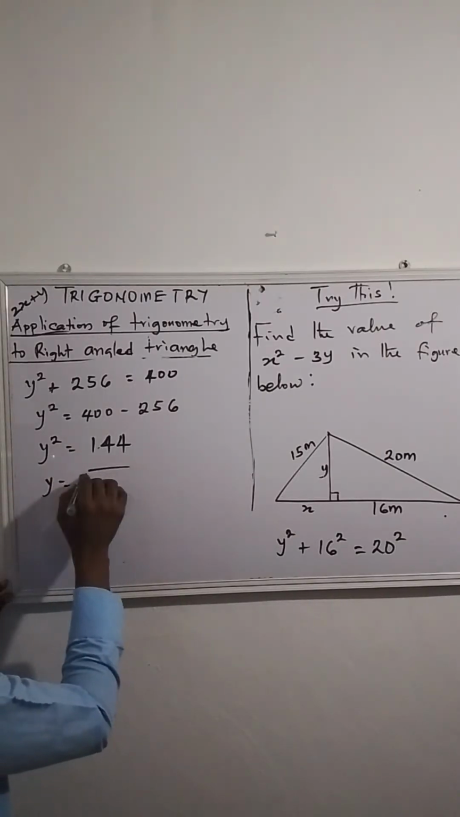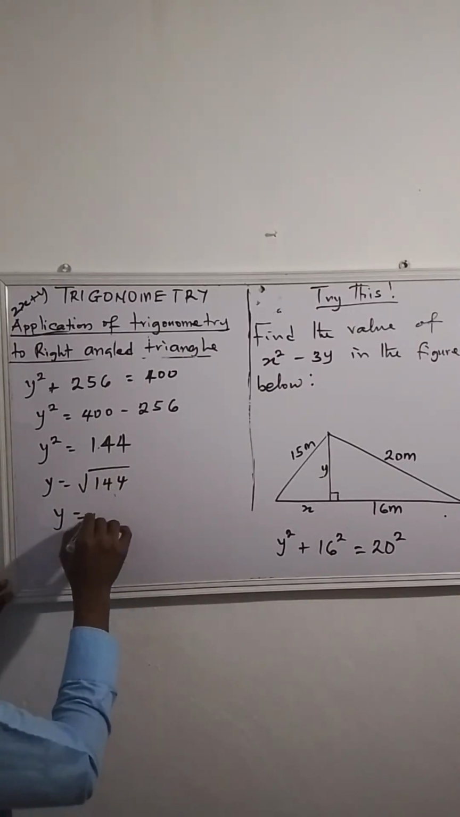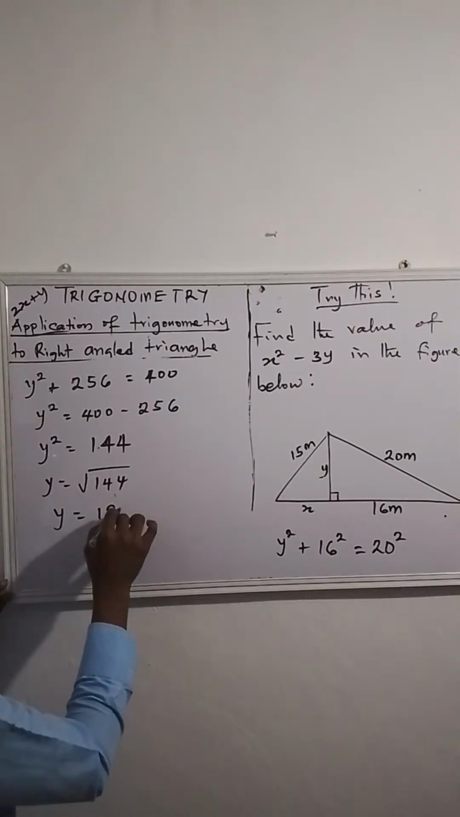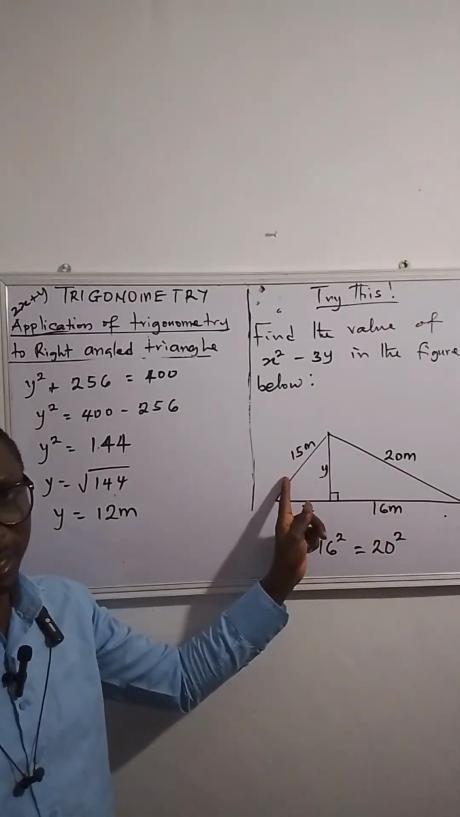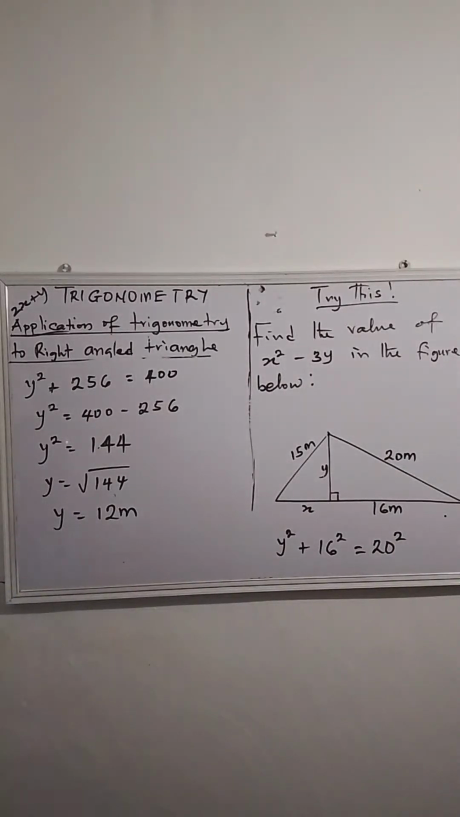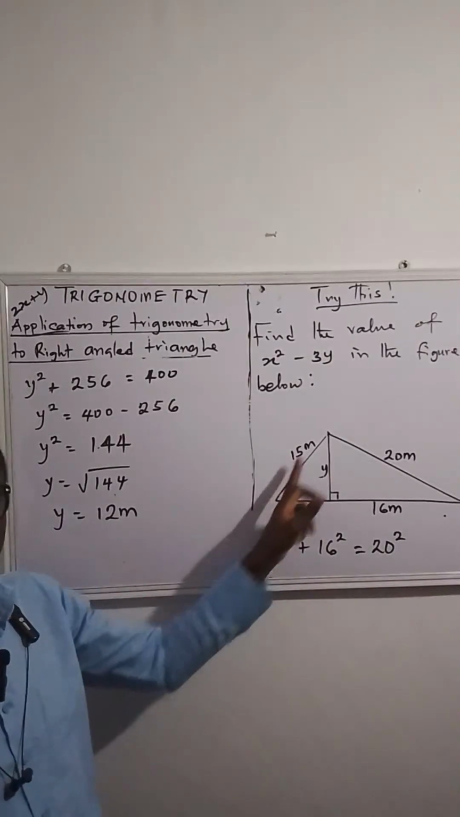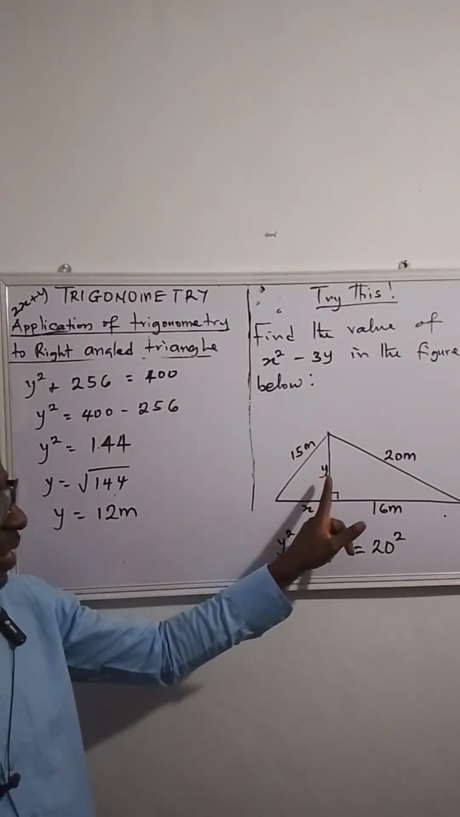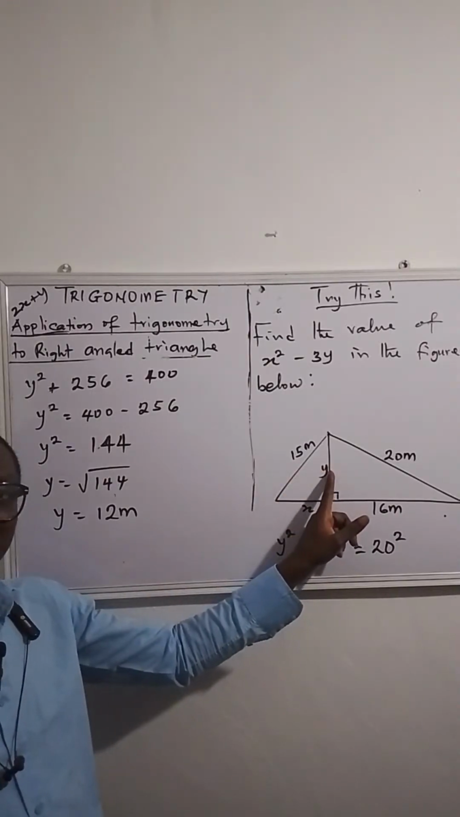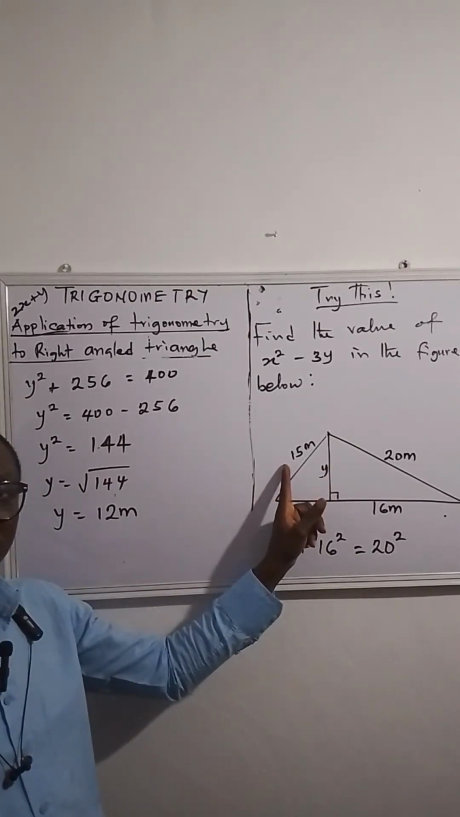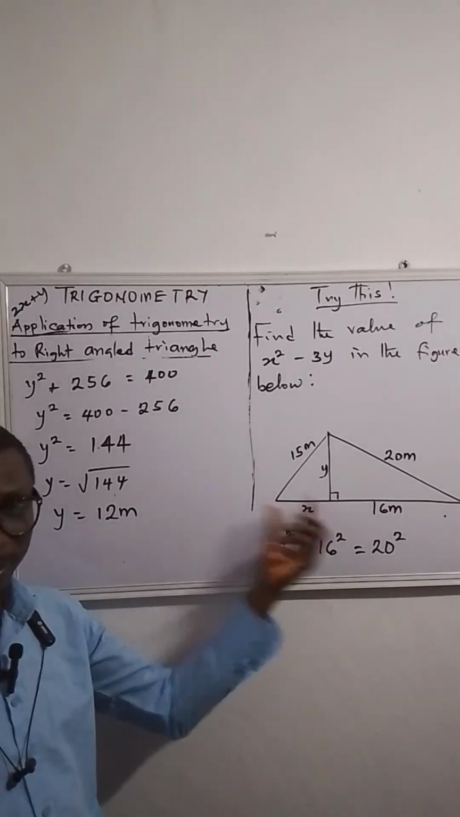We have the square root of 144. So we have what? 12 meters. All right, our unit is in meters. Okay, so the next thing is to consider the second right-angled triangle. You can see we now have two sides. Now we know the value of y, and we have the hypotenuse, which is 15 meters. So we can go ahead now and get x.